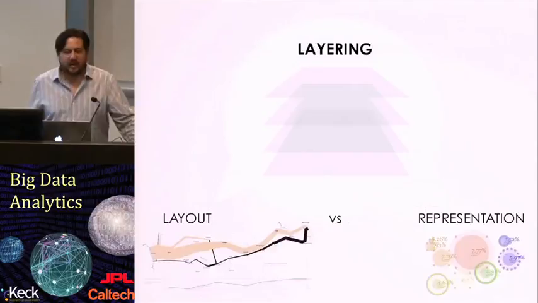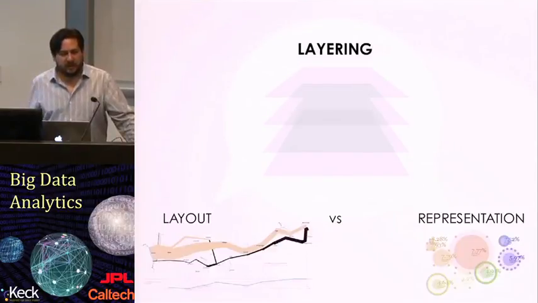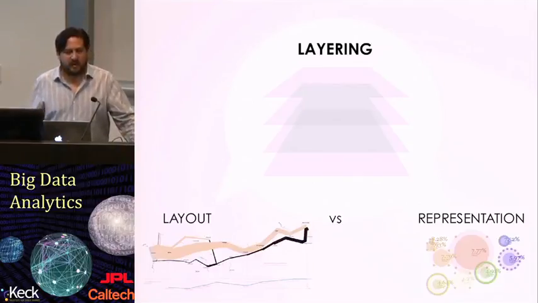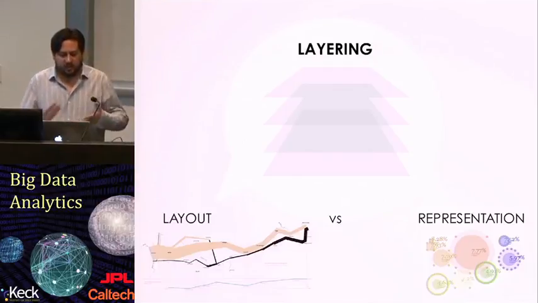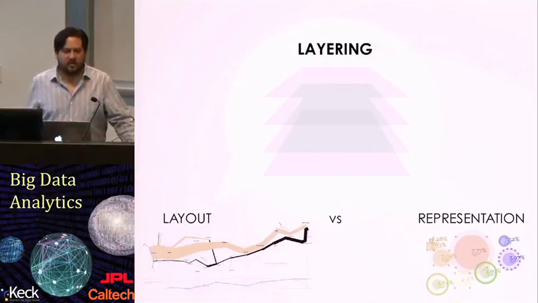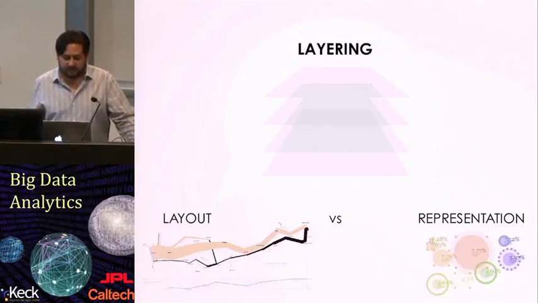That's where we start talking about layering, the ability to put information and layer more complex information on top of it. Now, there are two ways to layer data. One is to just put different plots on top of each other, so that would be more of a layout layering, or you can show more complex information per each data point, per each data item.